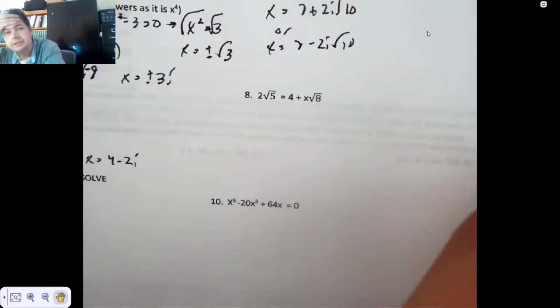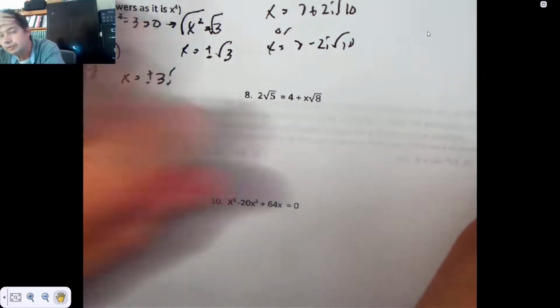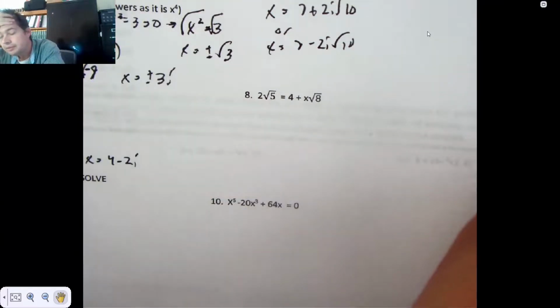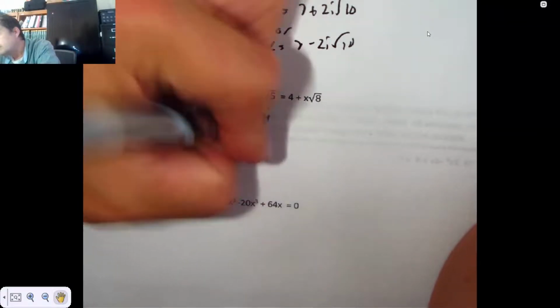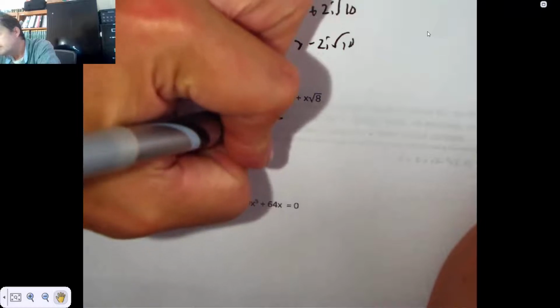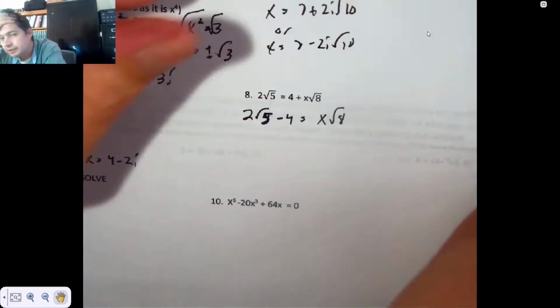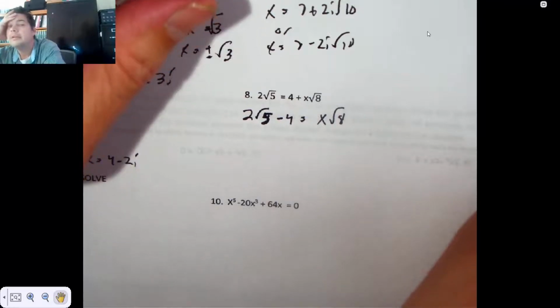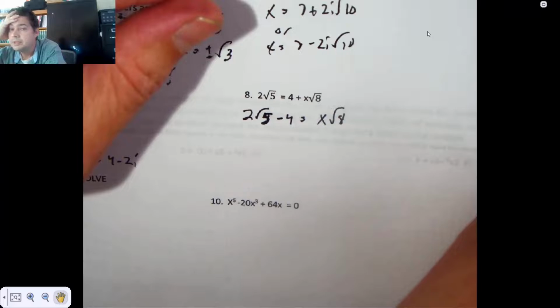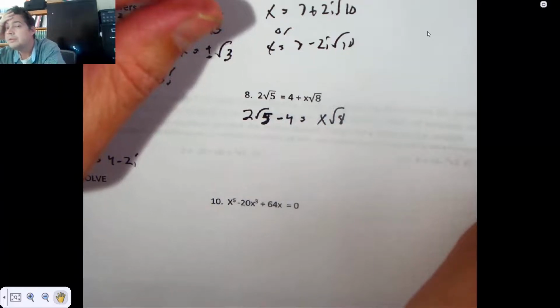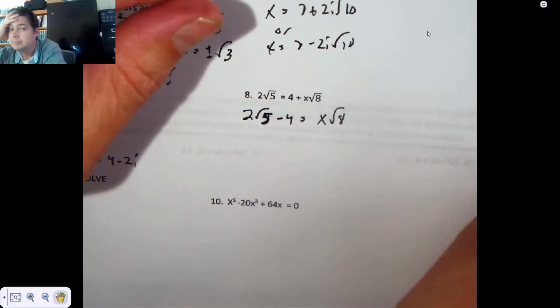Number 8, we got some radicals. Big whoop. X is on one side, numbers on the other. That's all there is to it. Let's see here. So let's put the 4 on the left, because that makes that ugly radical positive. Now, how are you going to fix this? There's two ways of fixing this. One way is you could square both sides. The other way is you could divide through by the root of 8, which is exactly what I'm going to do.